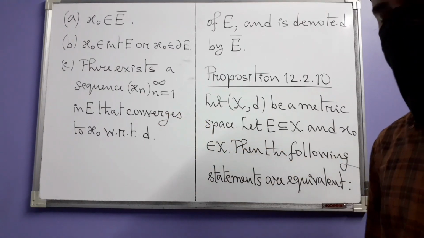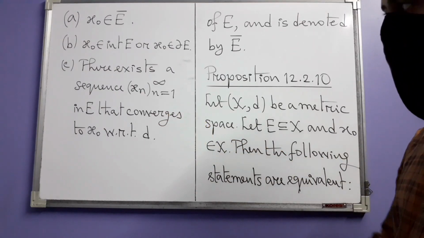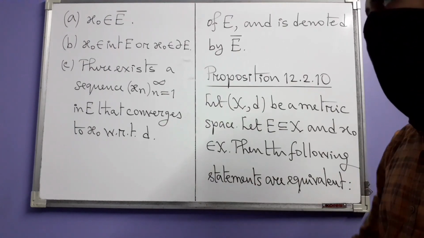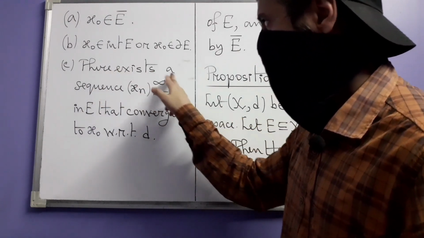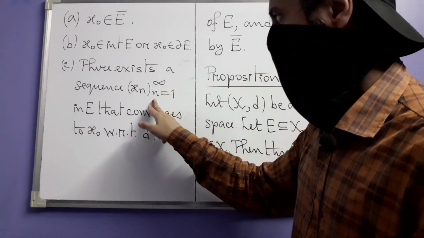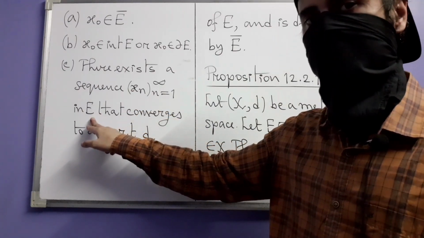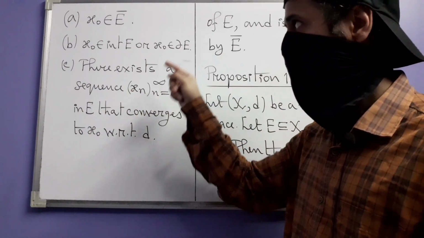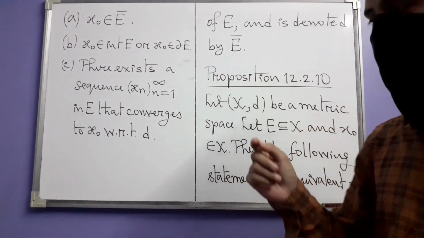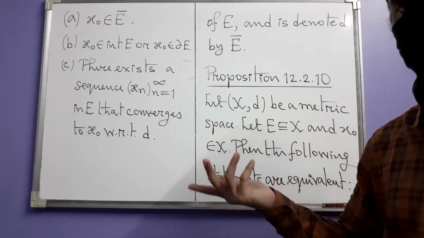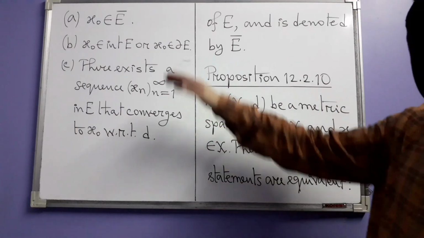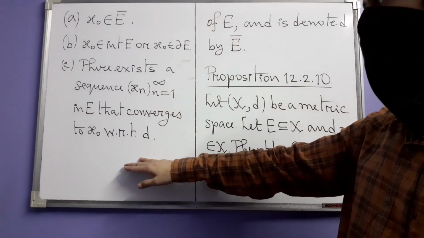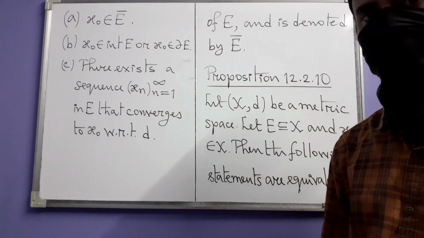It involves a sequence and convergence. Actually, this is very useful. You will see why. There exists a sequence x_n in the set E which converges to that point x0 with respect to the metric d, of course, because everything is happening in the metric space (X, d). So if any one of them is true, then the others are also true.